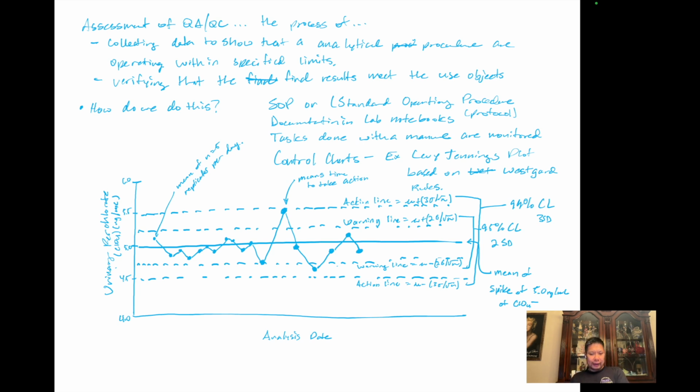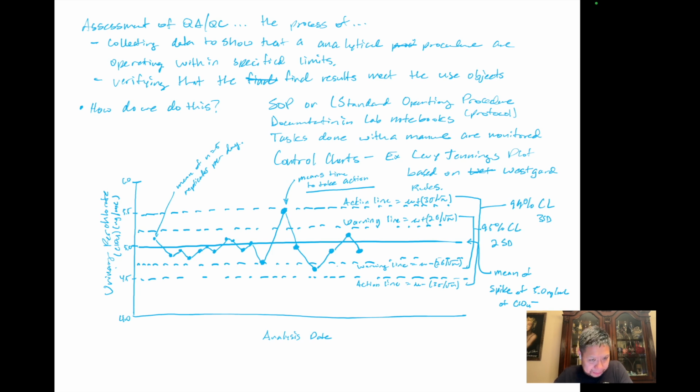And so after recalibrating your instrument because of this one action line, average or mean that you got here, right? But anyway, that's the point of the Levy-Jennings plot, right?